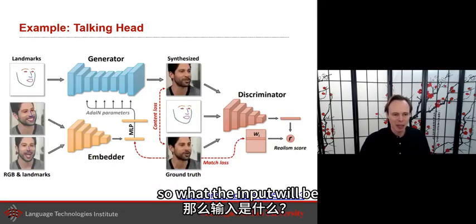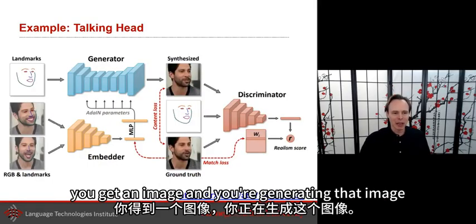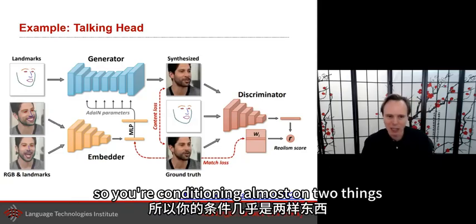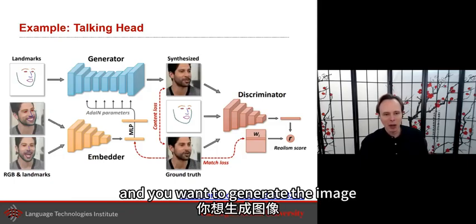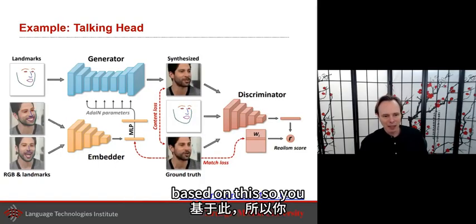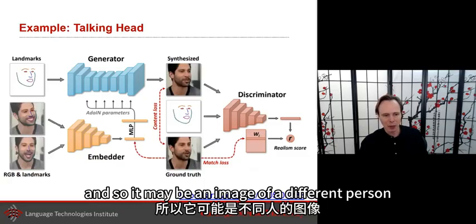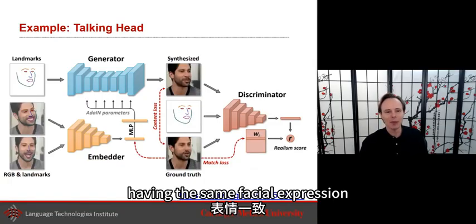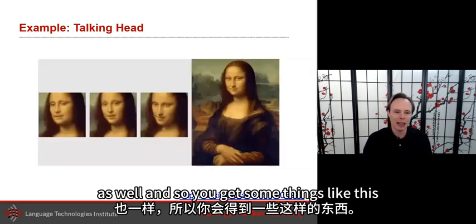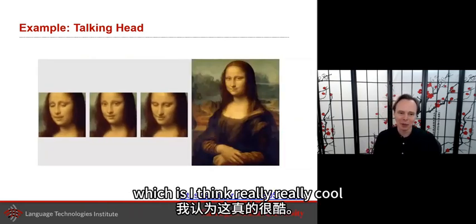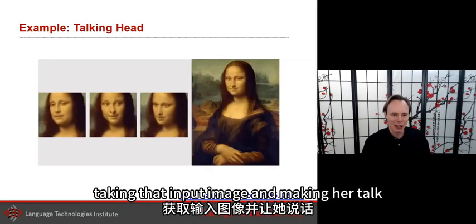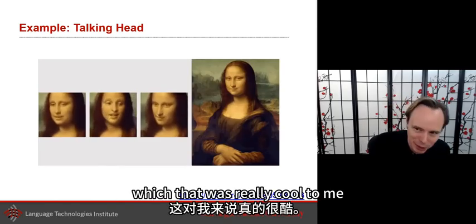So the input will be that you get some landmark, you get an image, and you're generating that image. So you're conditioning on two things: the landmark, and the image, and you want to generate the output based on this. It may be an image of a different person, and you want them to have the same facial expression as well. So you get things like this, which is really, really cool, taking that input image and making her talk, which was really cool to me.